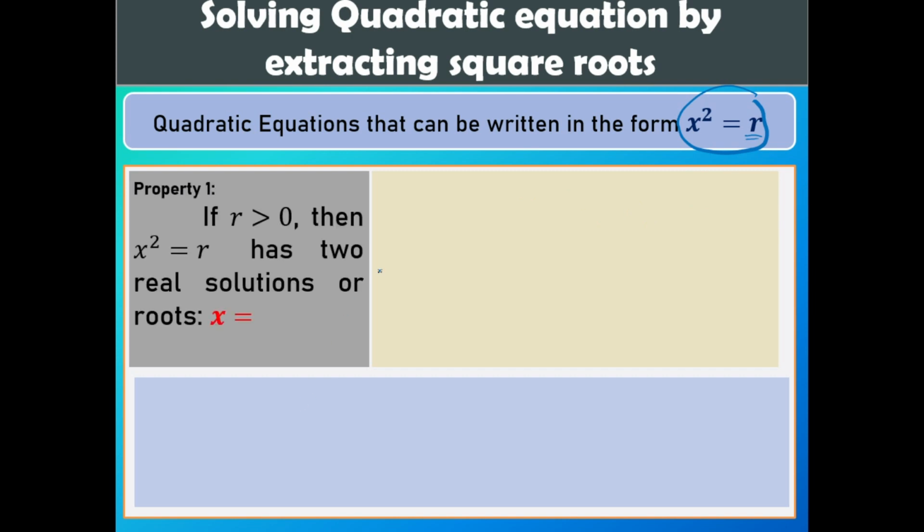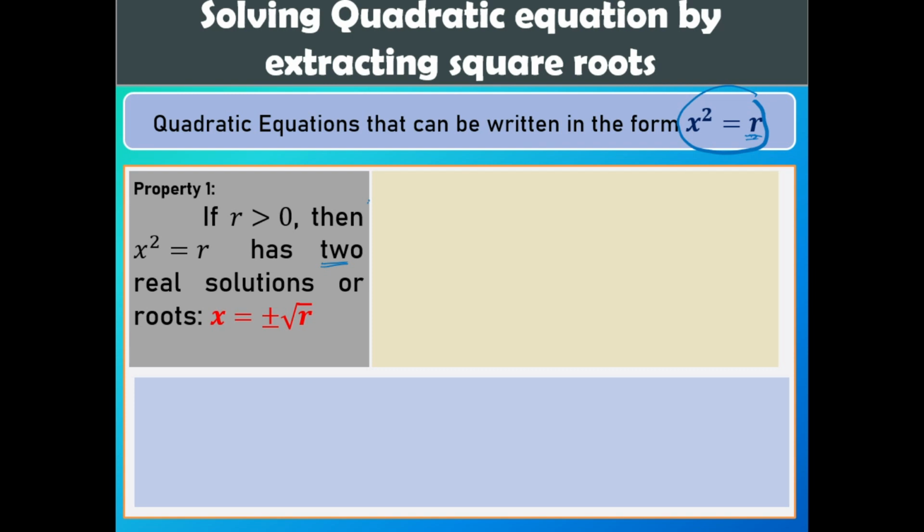Property number 1. If r is greater than 0, then x squared equals r has two real solutions or roots. X is equal to positive or negative square root of r. Pag yung r natin, yung real numbers is greater than 0, meaning to say, mga positive numbers or counting numbers, no? Positive 1, positive 2, o basta any number greater than 0, then we have two real solutions. So, that's why kanina, no, meron tayong sign na positive or negative. It implies na meron tayong two solutions.